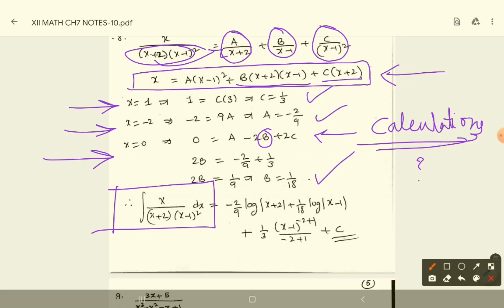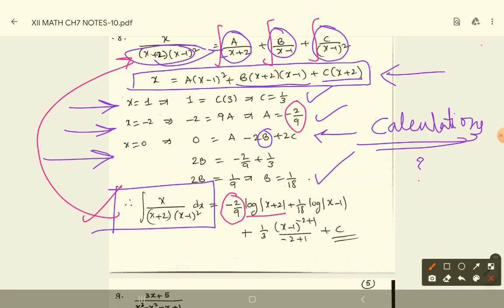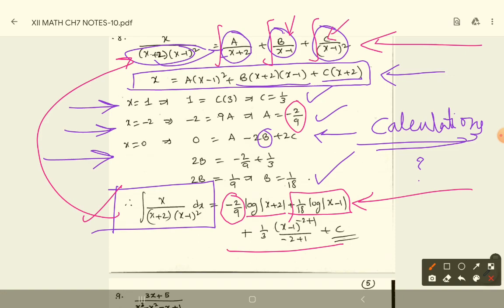Now see, very important thing. Now look, this integration is nothing but the integration of these three integrals. So it is minus 2 by 9 because a value is minus 2 by 9, log mod x plus 2. See this step, notice. And then plus 1 by 8 log mod x minus 1 by 18 log mod x minus 1, because of this one, plus 1 by 3, c value is 1 by 3, x minus 1 whole power minus 2 plus 1 by minus 2 plus 1, plus c. So that is the answer. After substituting the a, b, c values, you can integrate it by using those methods. Okay, this is of type 2 model.